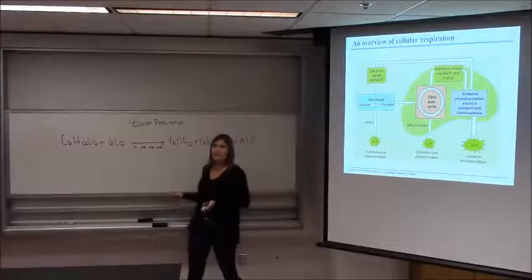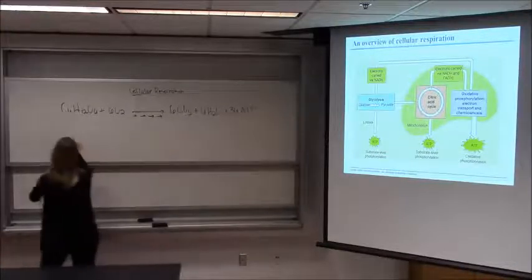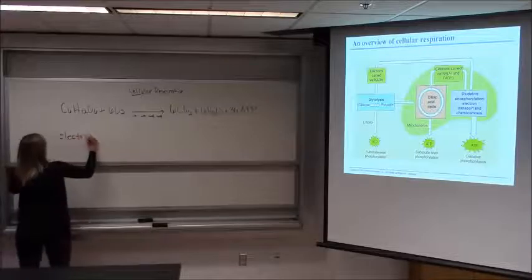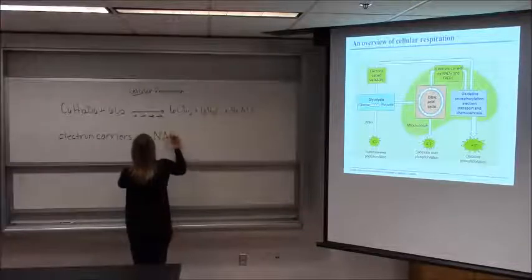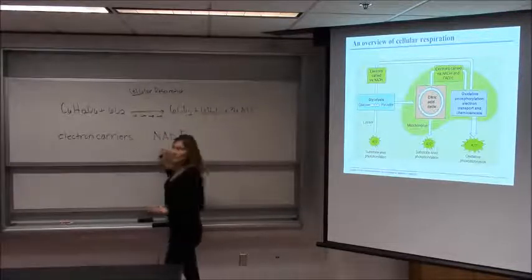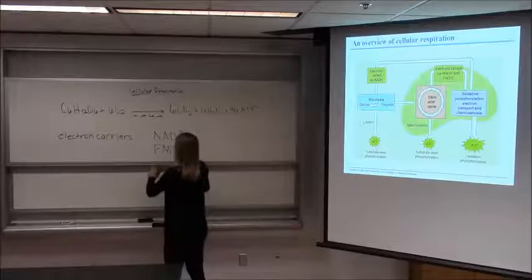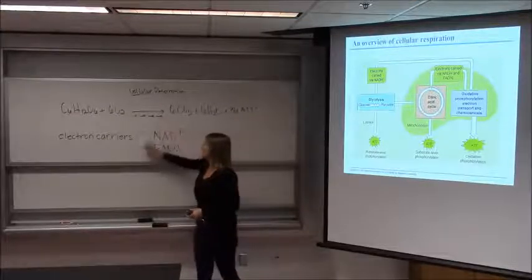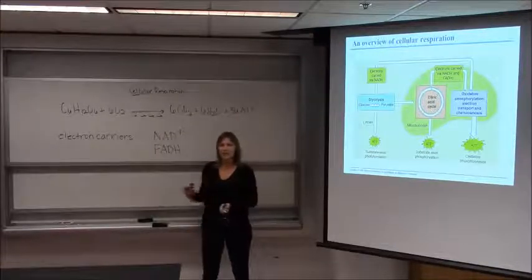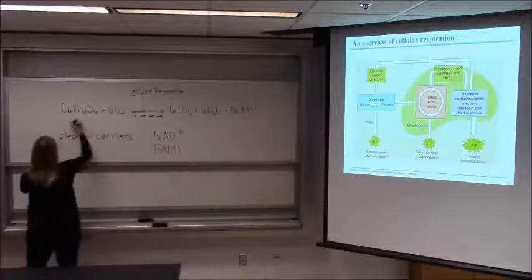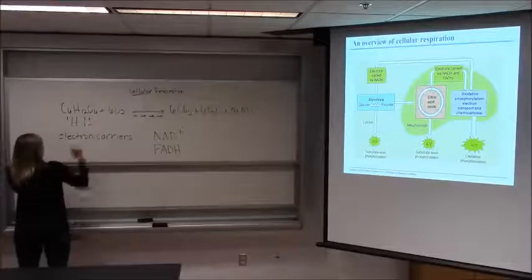There are a couple of terms you need to understand. The first term you need to understand is what is an electron carrier. We're going to have 2 electron carriers that are part of the cell respiration story. NAD, it's actually NAD+, and FADH. These electron carriers are going to pick up electrons in the form of hydrogen. Those electrons are carried by hydrogen. Remember, hydrogen is atomic number 1. It has 1 proton and 1 electron.